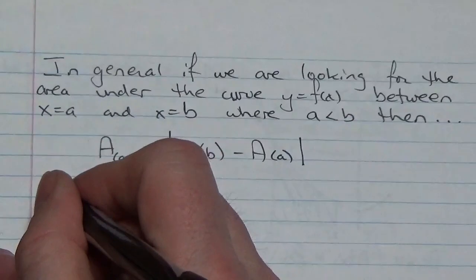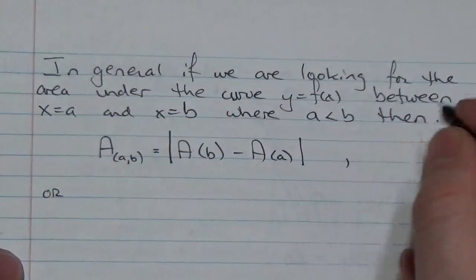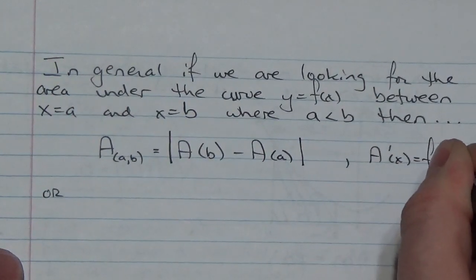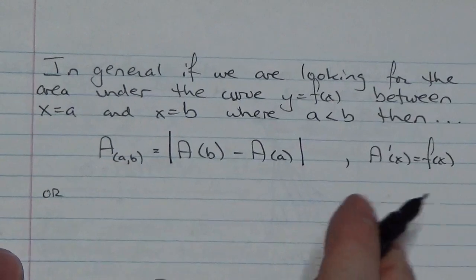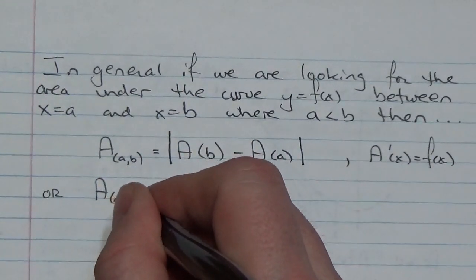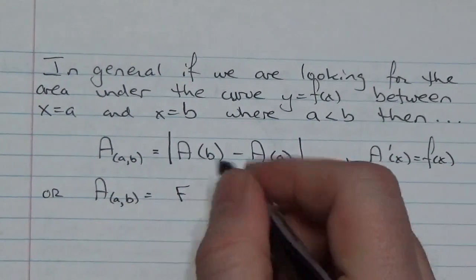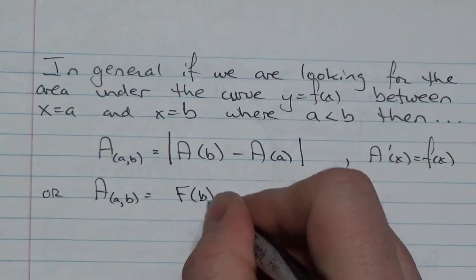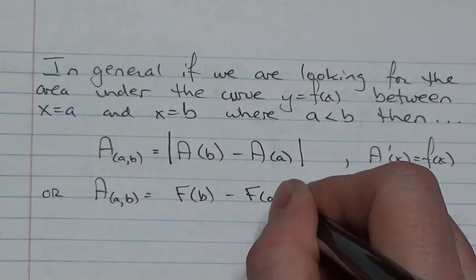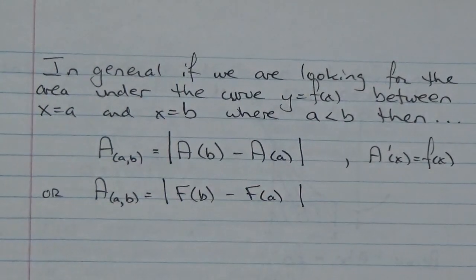Or another way to think about it here, now, by the way, before I go on, remember, F prime of x is equal to f of x, the original function there. Remember that that's what's going on here. Or another way to write this, harking back to some of the work that we did a little while ago, is we would take the antiderivative of our function evaluated at b minus the antiderivative of our function evaluated at a. And again, we'll put absolute values around that.